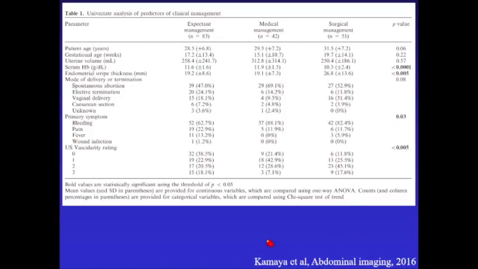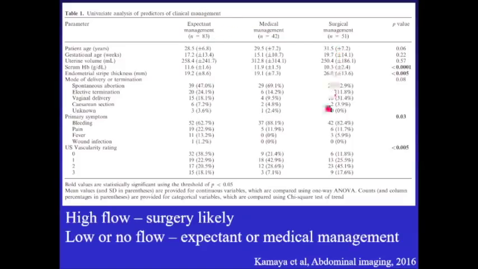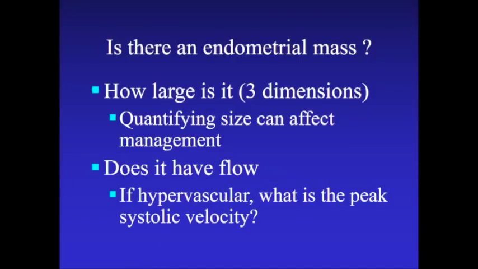So here's a study by Aya Kamaya in Abdominal Imaging last year, looking at predictors of clinical management of retained products and looking at expectant versus medical versus surgical management. They found that when they saw high flow and they just graded their flow qualitatively, that surgery was likely, and when they saw low or no flow, that expectant or medical management was more likely, and this of course makes sense.